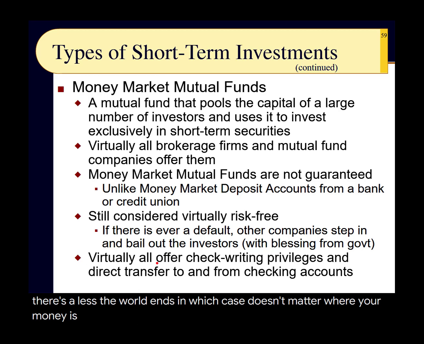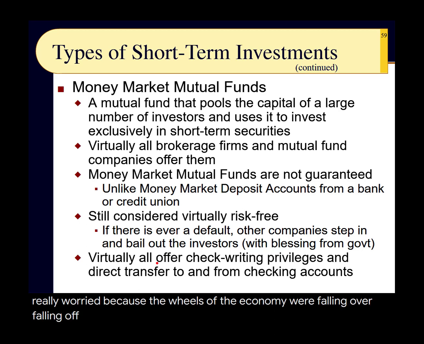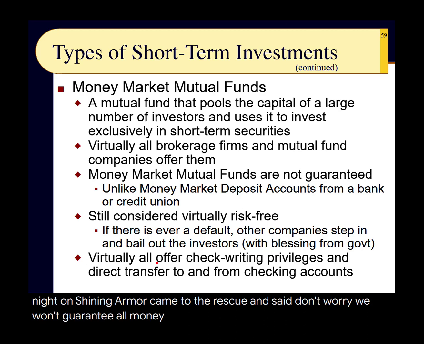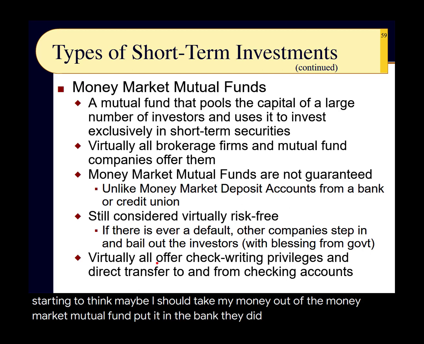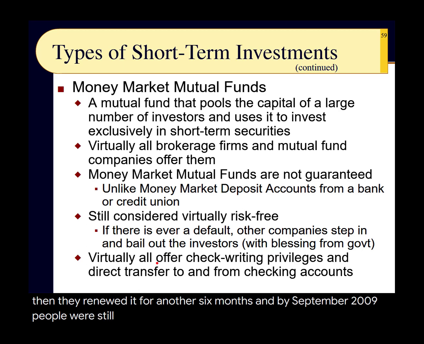In fact, the last time it happened in 2008, people started to get really worried because the wheels of the economy were falling off. And the Federal Reserve Bank, the knight in shining armor, came to the rescue and said, don't worry, we will guarantee all money market mutual funds for 6 months. Because people were really starting to think, maybe I should take my money out of the money market mutual fund and put it in the bank. They did that for 6 months, and then they renewed it for another 6 months. And by September 2009, people were still shell-shocked, but they weren't as worried anymore.